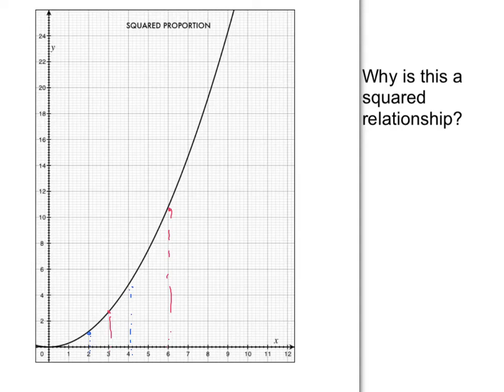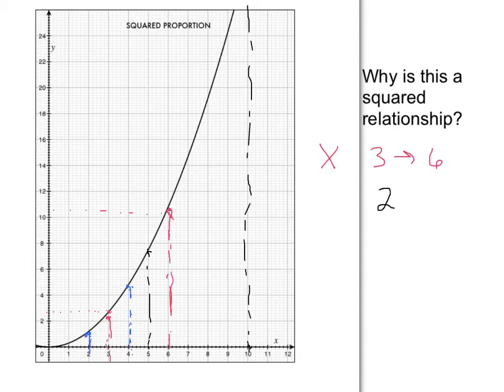Okay, I'm going to go ahead and do this one. I'm going to take the 3 across and the 6 across, like so. And as you notice, on the x-axis, when we moved from 3 to 6, that was taking 2 times, right?